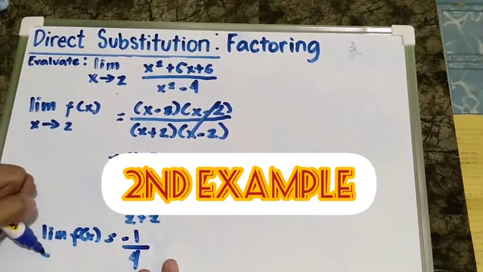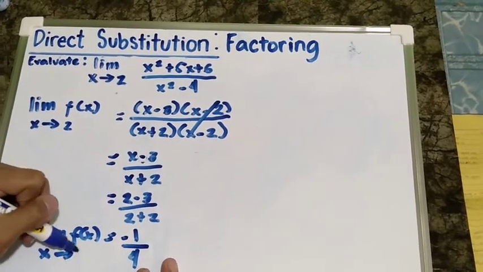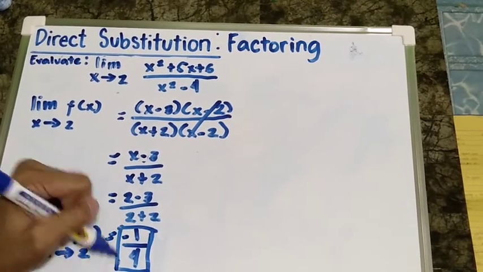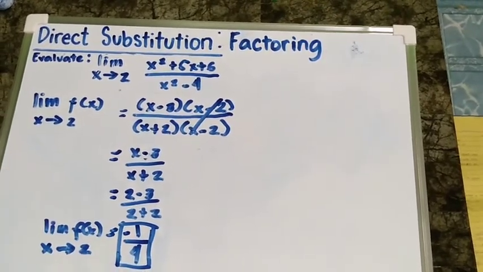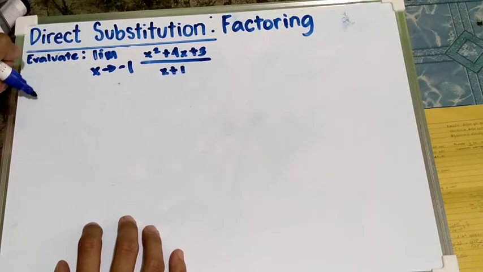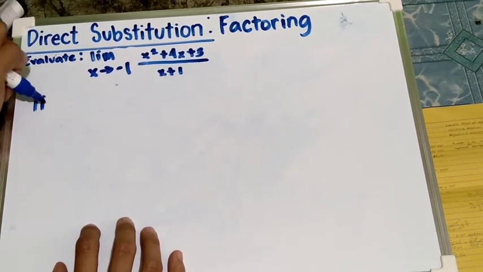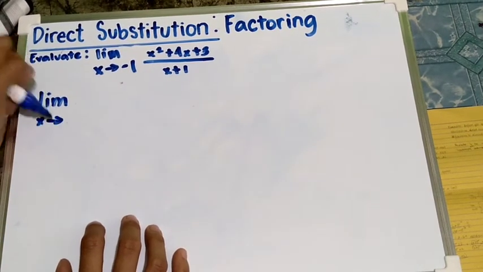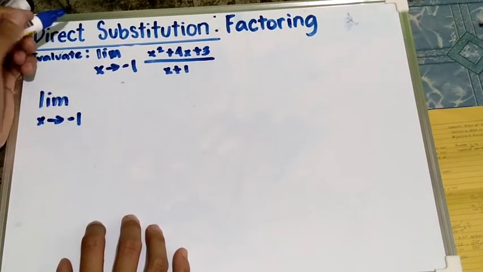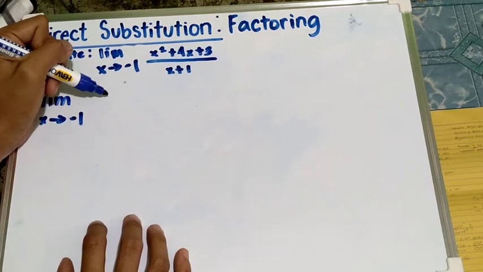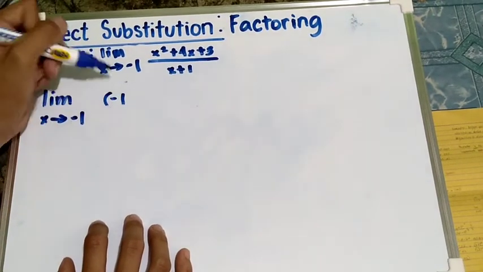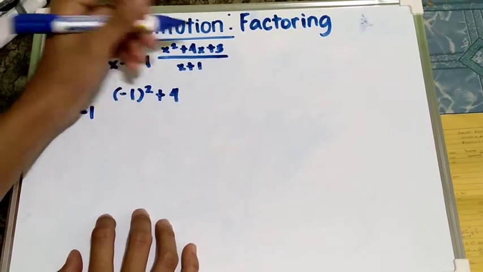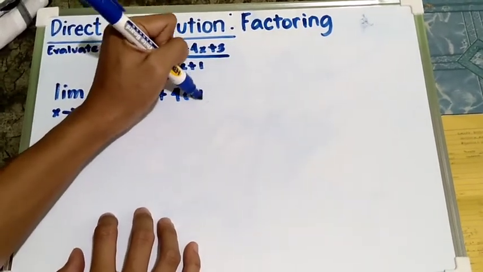Limit of x squared plus 4x plus 3 over x plus 1 where x approaches negative 1. So we will apply, as usual, direct substitution. Negative 1 squared plus 4 times negative 1 plus 3 over negative 1 plus 1. So as you can see, our denominator is 0, which leads us to indeterminate form.